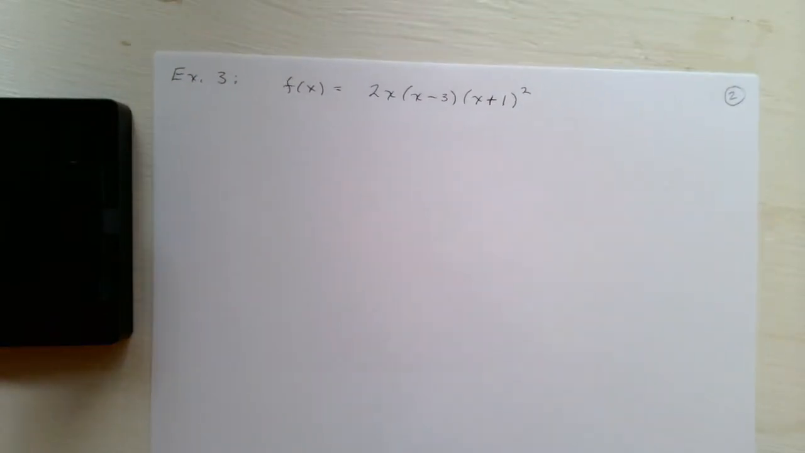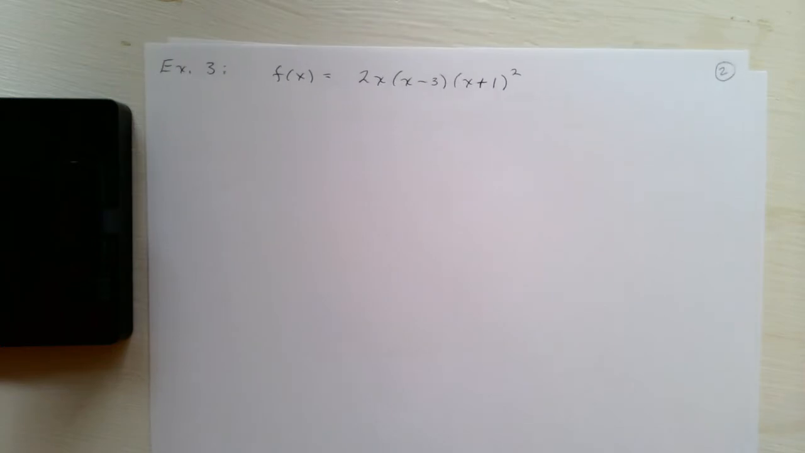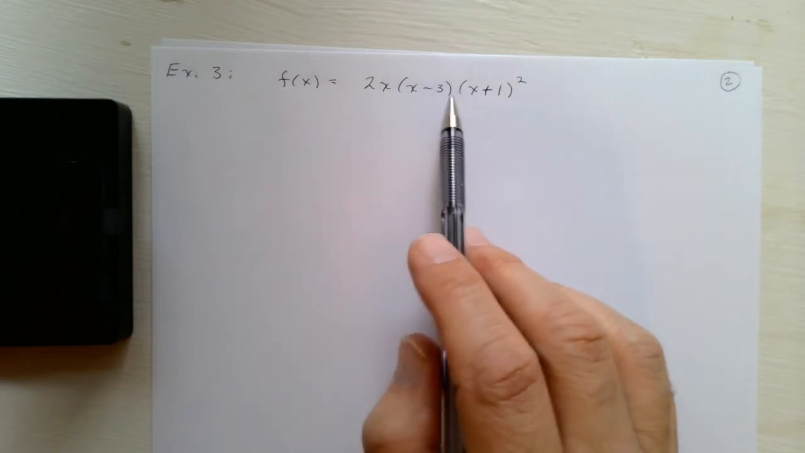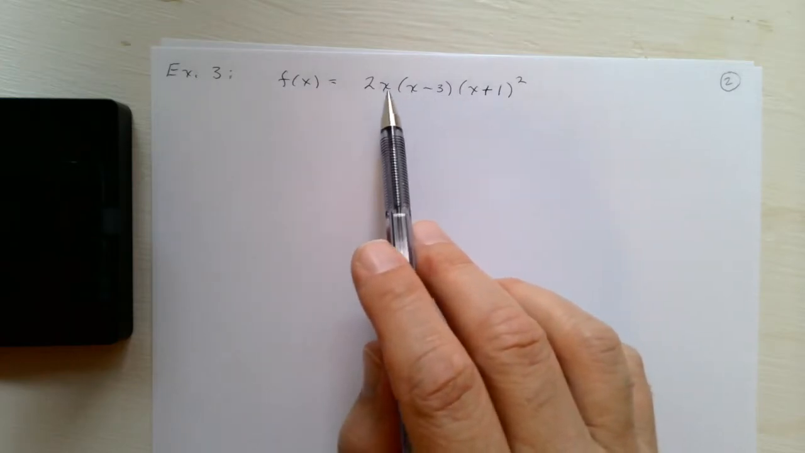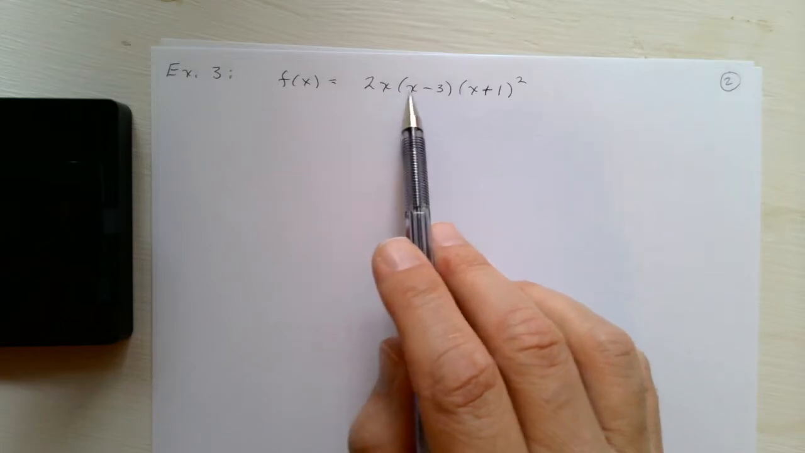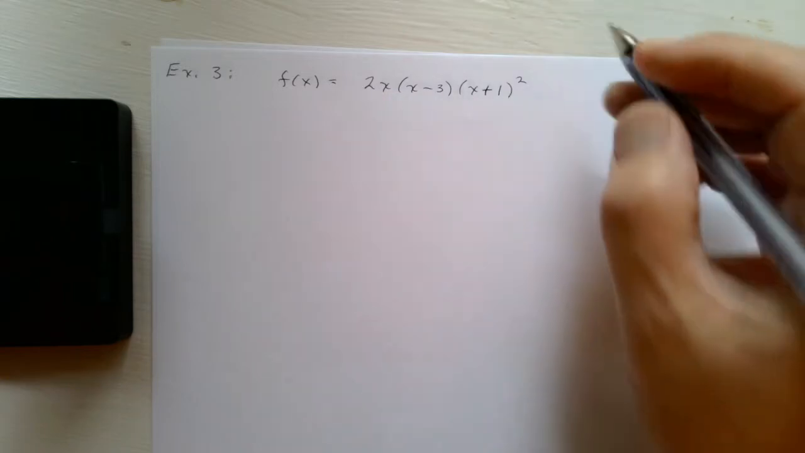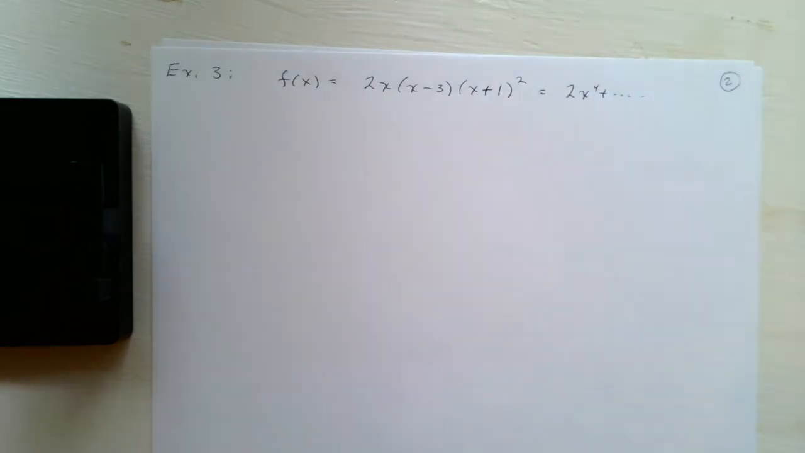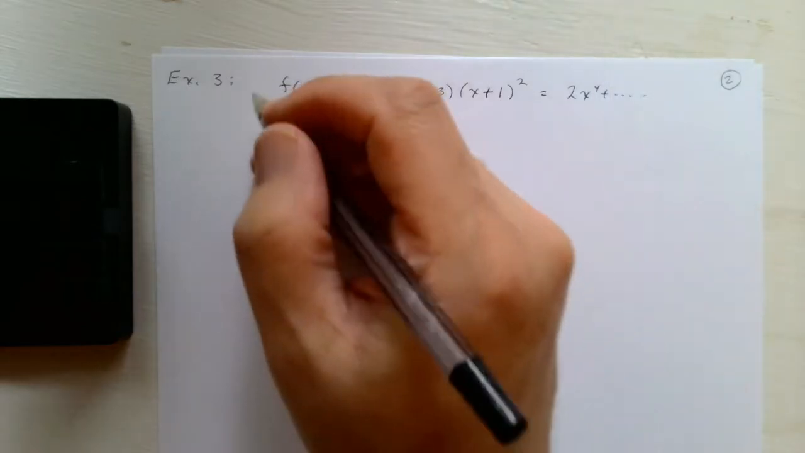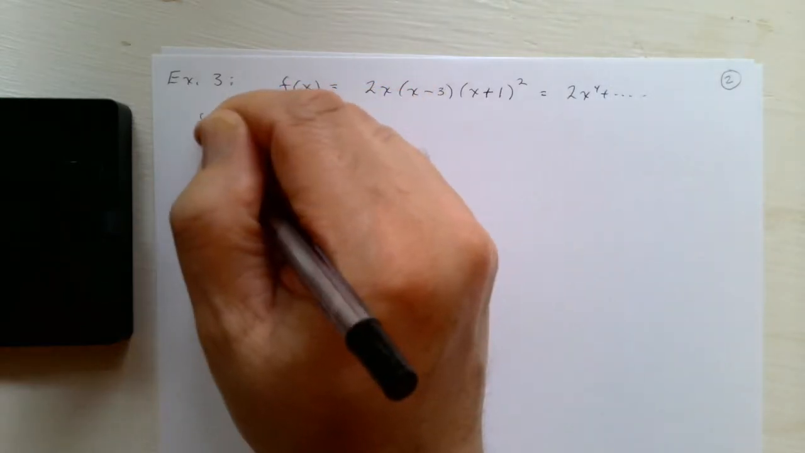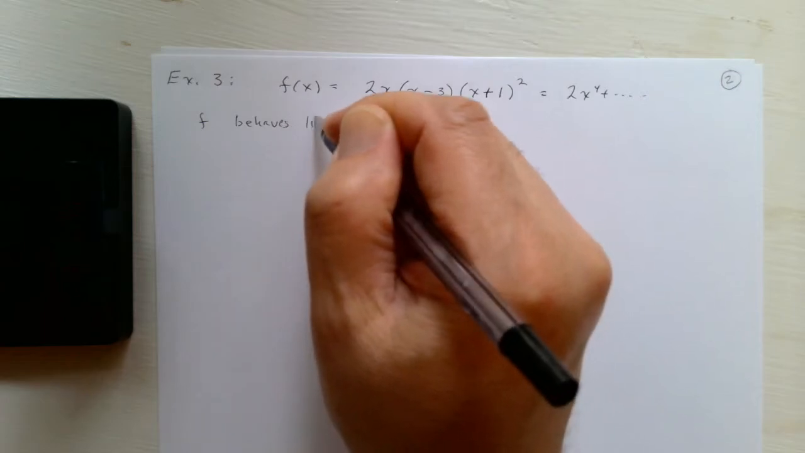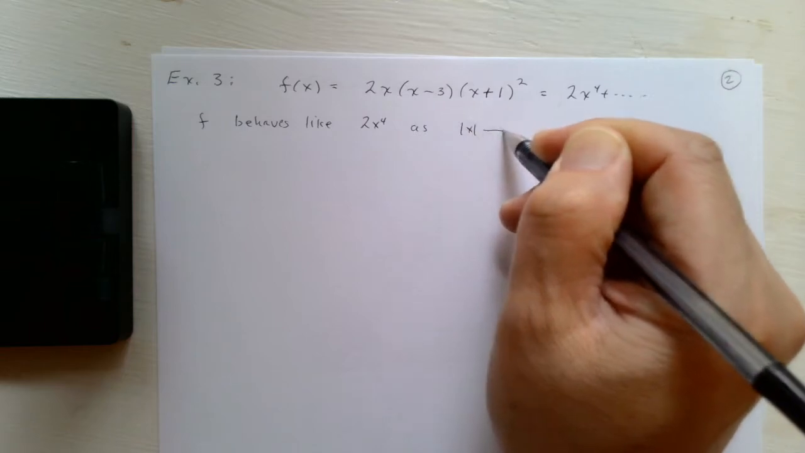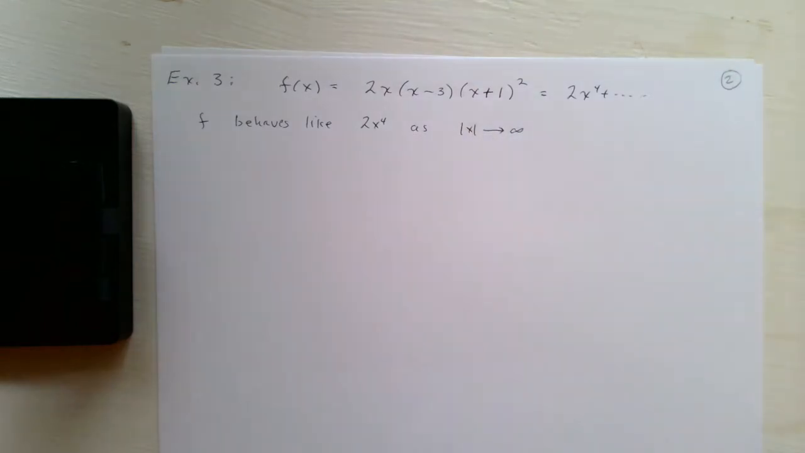All right, let's do a couple more examples here. For example 3, we can see that we're going to have a polynomial of degree 4, because if we multiply this out, we'll get 2x times x squared. That will be the leading term. So this is going to be 2x to the 4th plus some other terms. Okay, so f behaves like 2x to the 4th as the absolute value of x goes to infinity at the ends.